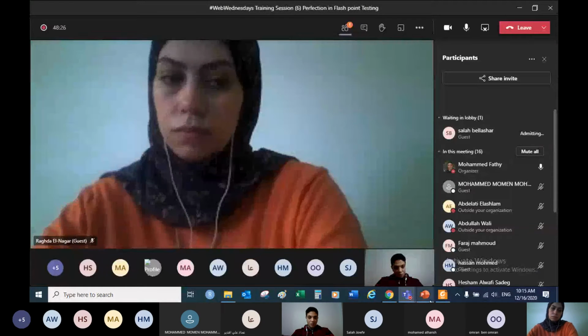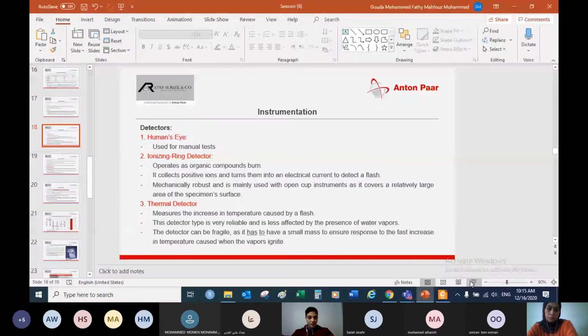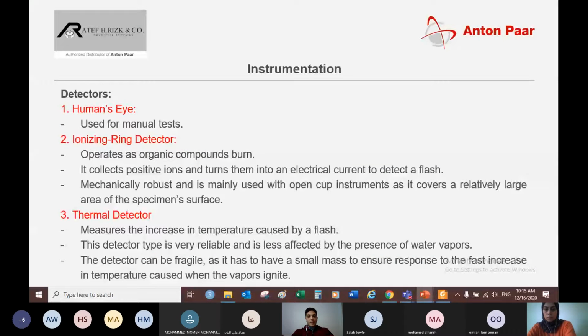We have three kinds of detectors. The human eye is the most traditional detector used, and this is appropriate for manual tests. However, when using automatic instruments and closed cup instruments, you cannot see the flash by your eye.